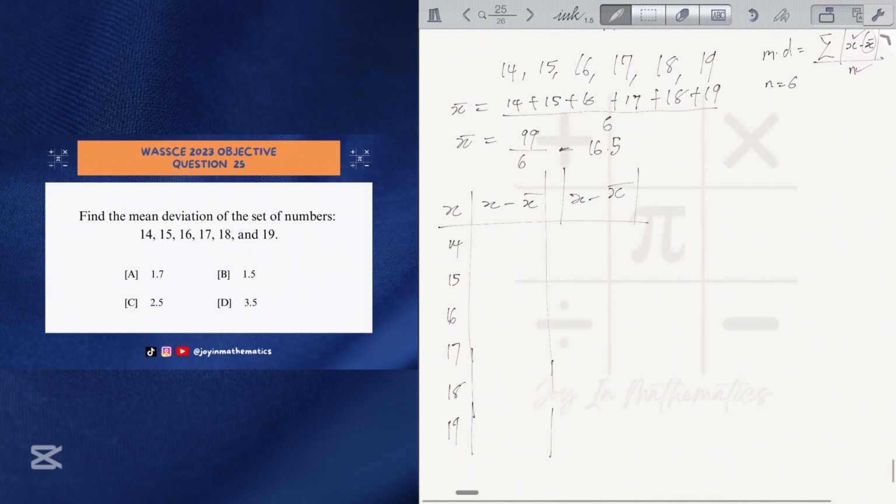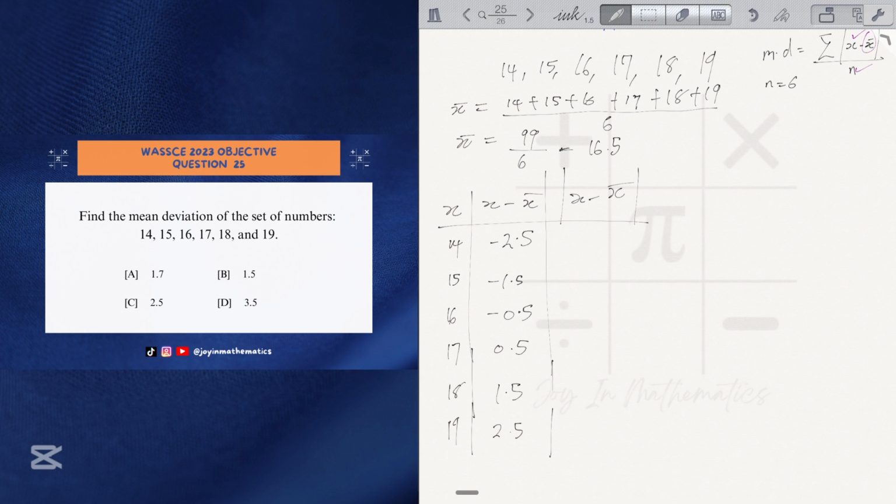So look at this x minus x bar. That means the value of x minus 16.5. So 14 minus 16.5 is minus 2.5. 15 minus 16.5 is minus 1.5. 16 minus 16.5 is minus 0.5. 17 minus 16.5 is 0.5. 18 minus 16.5 is 1.5. And finally 19 minus 16.5 is 2.5.